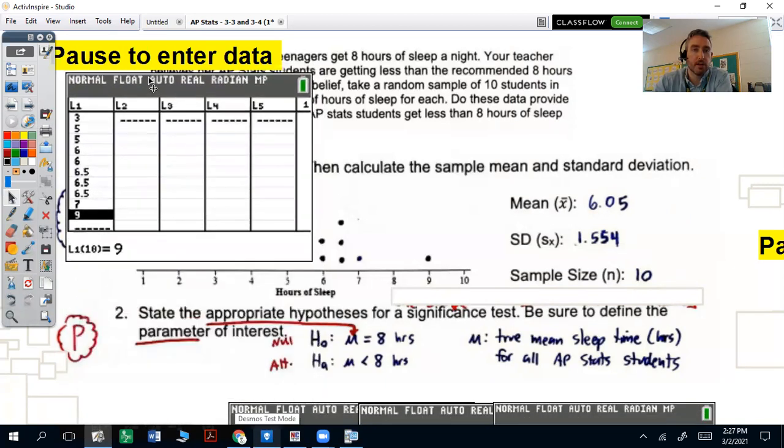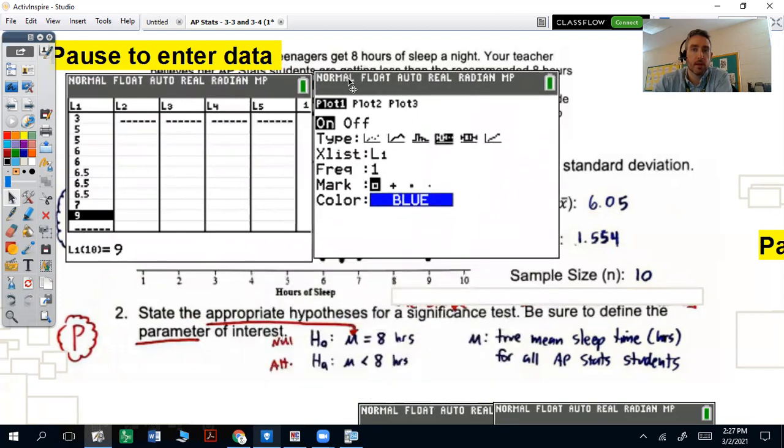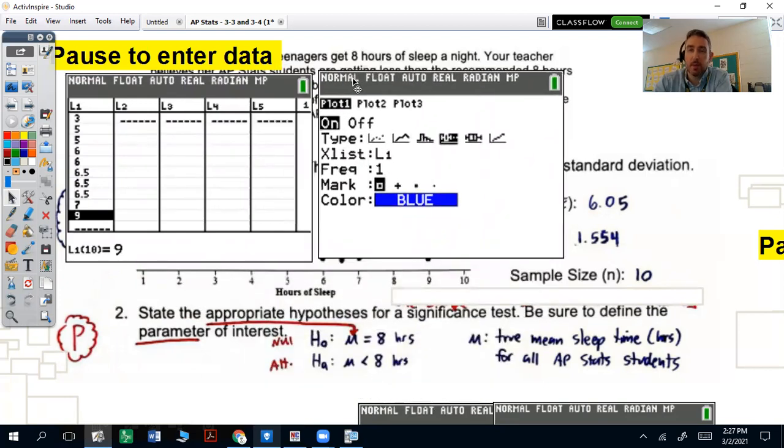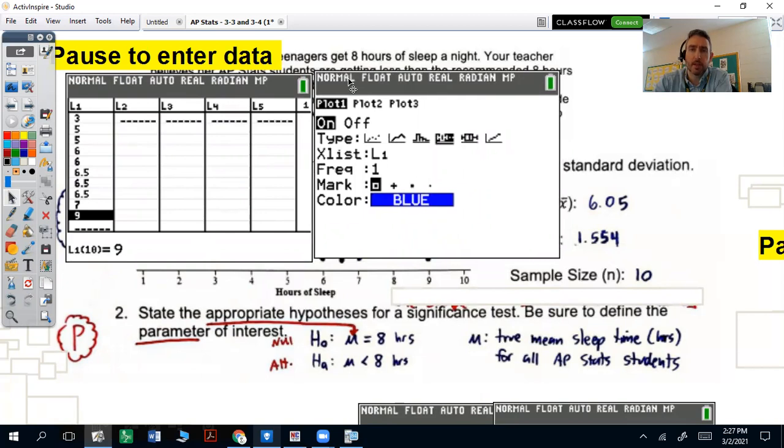A couple things to consider when you're entering your data. Put in L1. Turn your plot on. We want to see this data and what it looks like. So go to stat plot, second y equals.